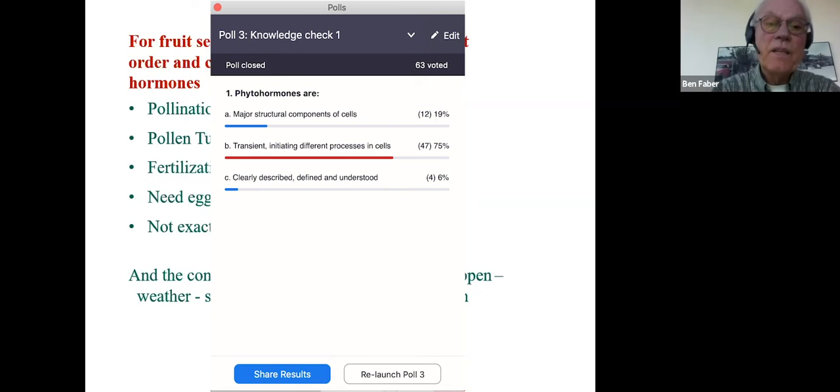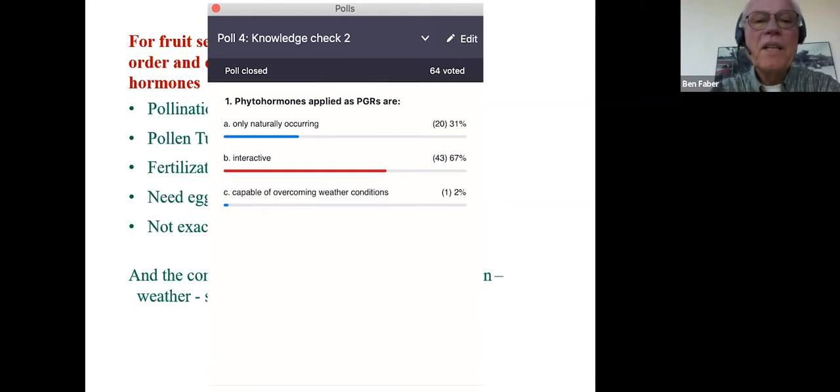They are not major structural components of cells, and we don't know a lot about hormones. We're still learning. That's the point I was trying to make about how we're finding out that the hormones are involved in communication between other plants, and it's not just cell to cell. So yeah, it's on to the next question. So B is the right answer.